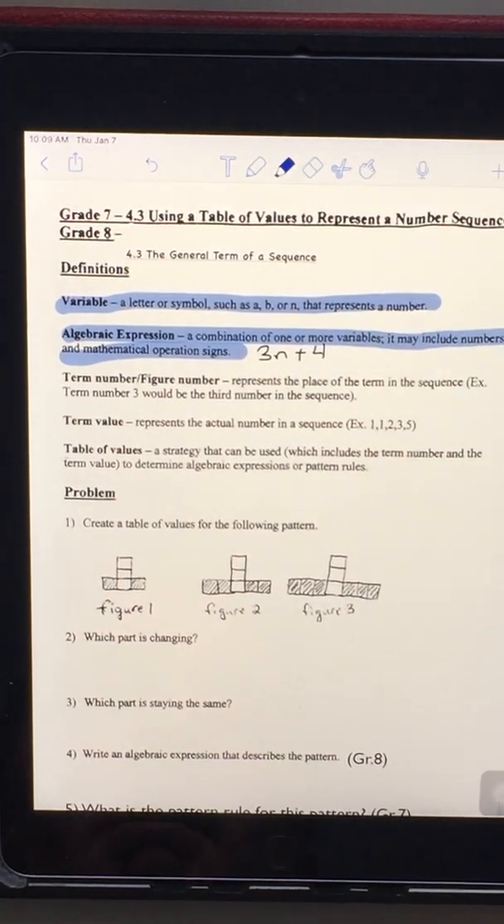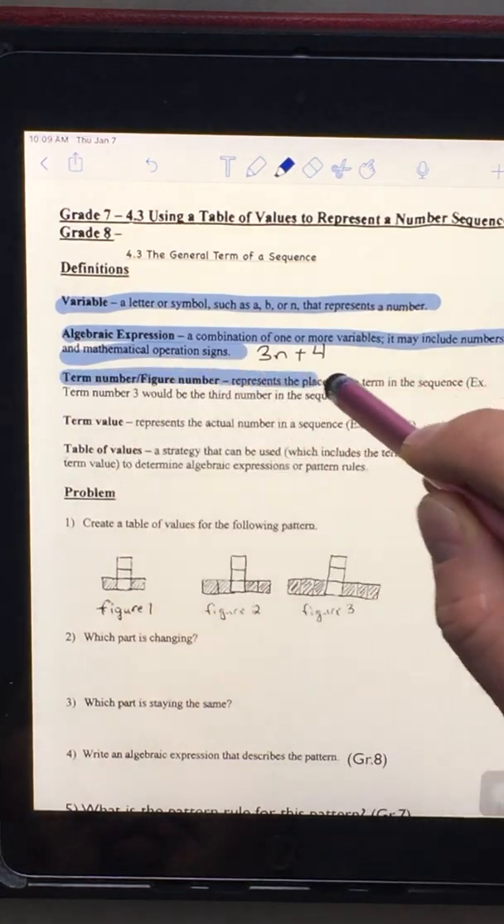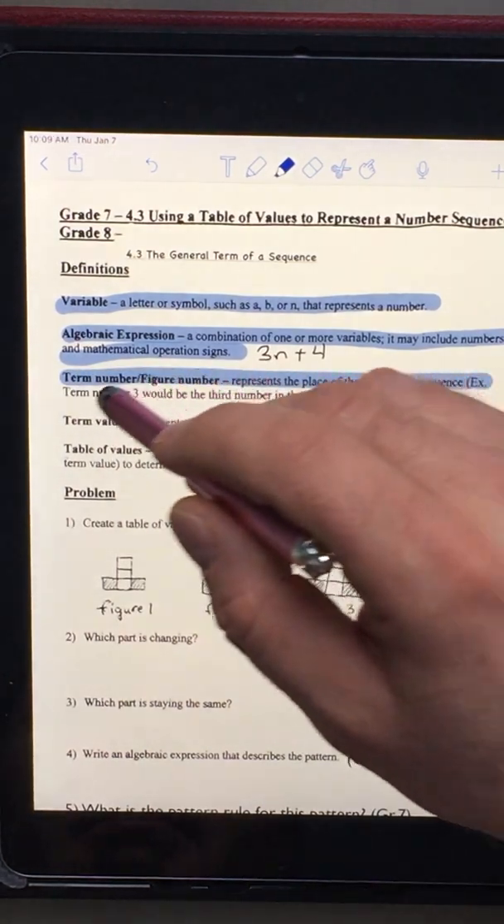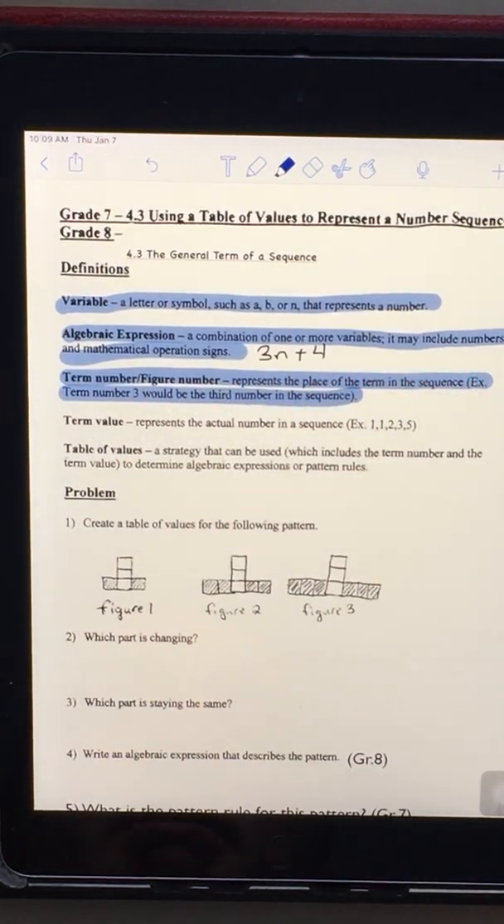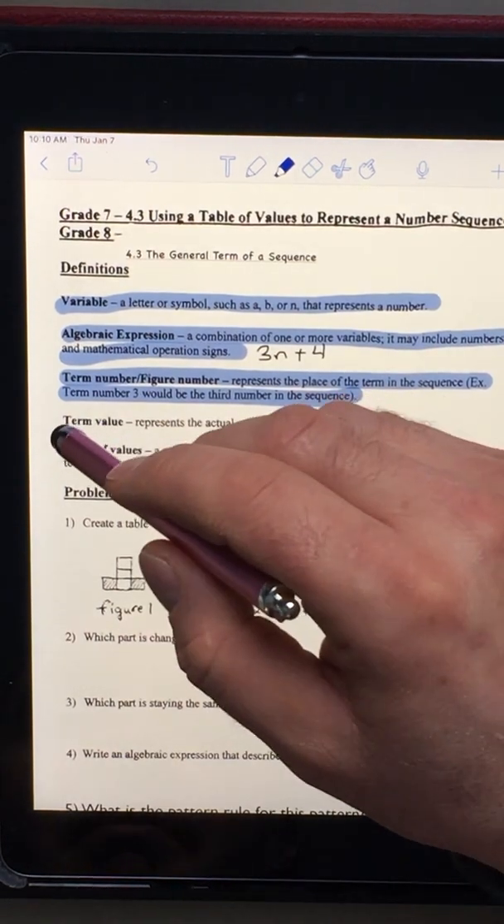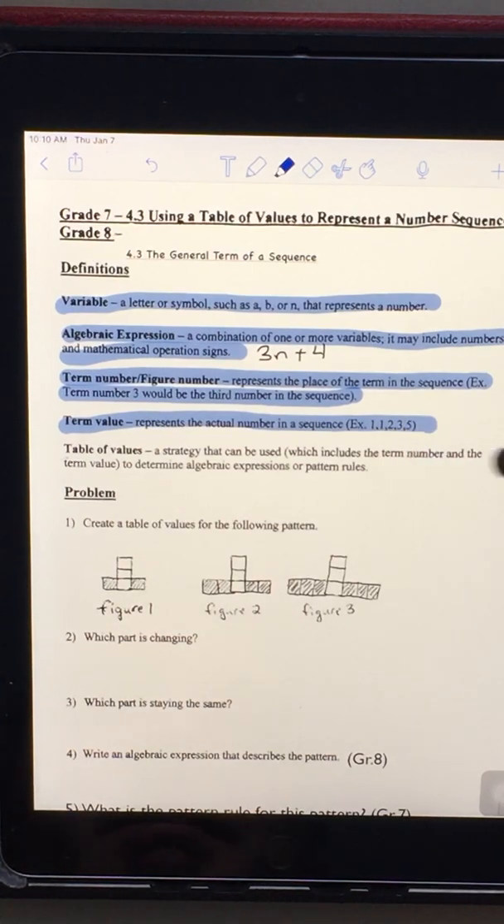A term number or figure number: I often use the word term number, but sometimes it's called the figure number. It's the same thing. That represents the place of the term in the sequence. For example, term number 3 would be the third number in the sequence. Kind of the opposite of that is the term value. The term value represents the actual number in the sequence. So in this sequence here, the third term number has a term value of 2.